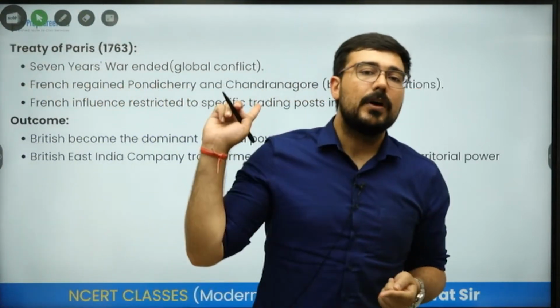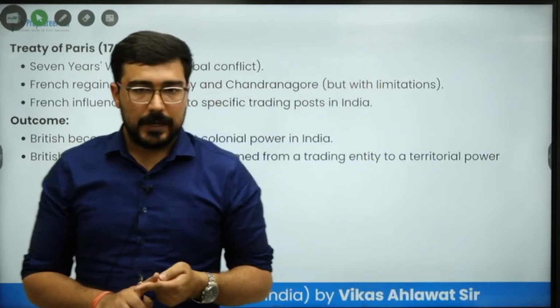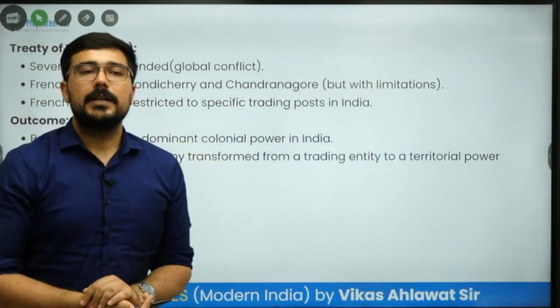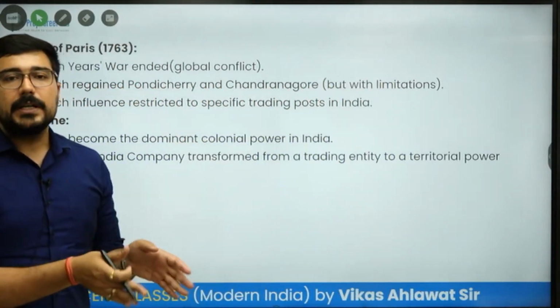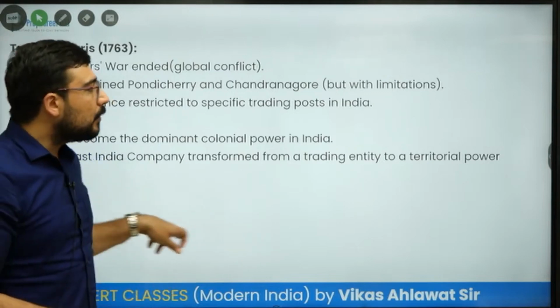So, the Battle of Plassey, a major important victory. Then comes the Battle of Wandiwash, very important. And finally, the Battle of Buxar in 1764. After 1764, now the British had to look after one or the other form of administration.